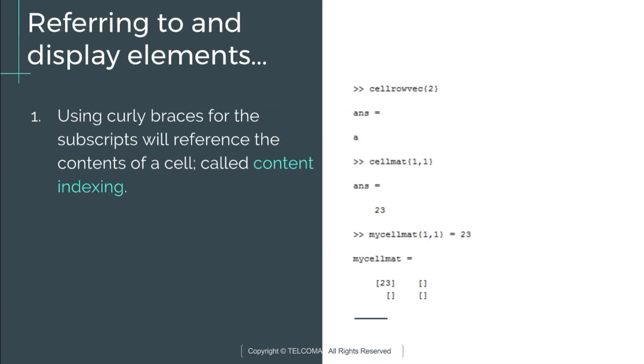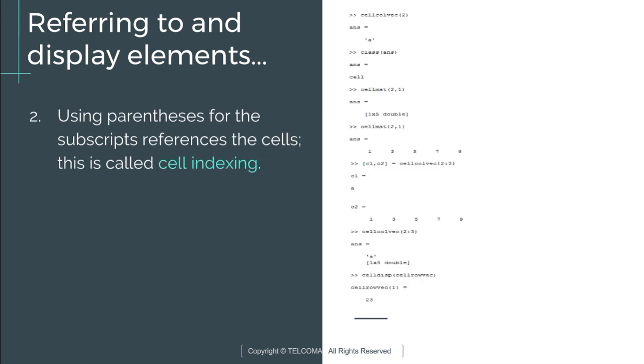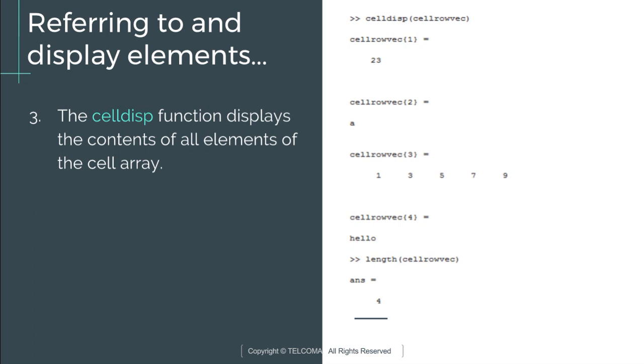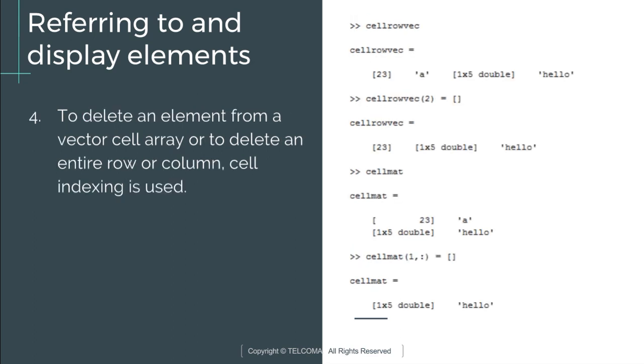Next is referring to and displaying elements. Now, using curly braces for the subscripts will reference the contents of a cell, which is called content indexing. Using parentheses for the subscript references the cells. This is called cell indexing. The cell disp function displays the contents of all elements of the cell array. To delete an element from a vector cell array or to delete an entire row or column, cell indexing is used.